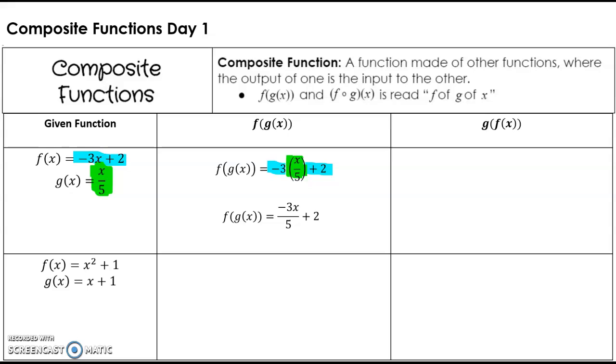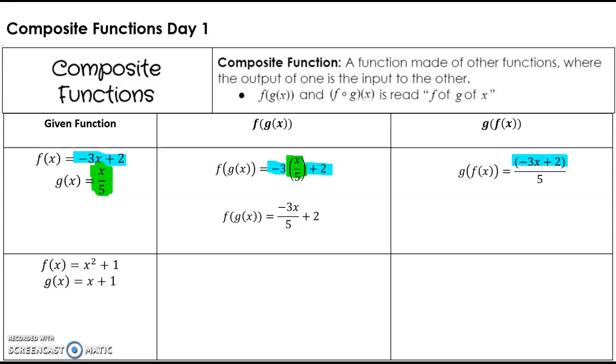So we just did f of g of x, and now we want to do g of f of x. So now for every x I find in my g of x function, I want to put in the entire f of x function in place of that x. So if I were to do that, it would look like this.